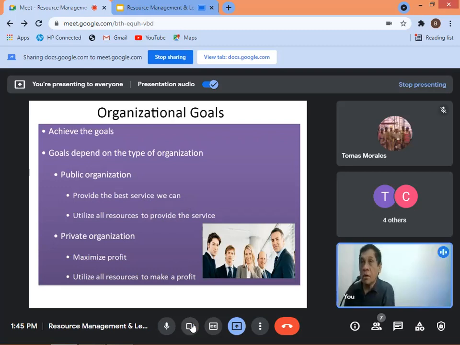So goals depend on the type of organization. Public organizations provide the best service we can, utilizing our resources to provide the services. So these are all cost centers. They don't have profit centers. They're all spenders, spending money of the people. This public organization plans for the year's budget.